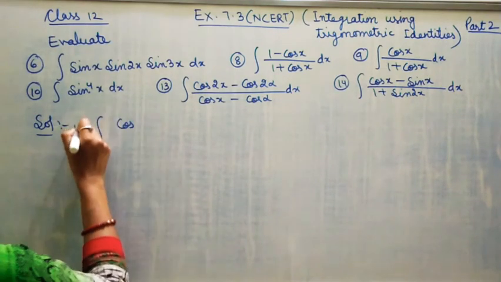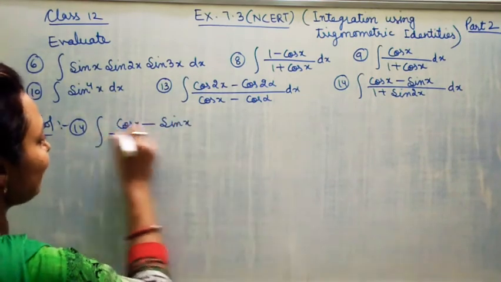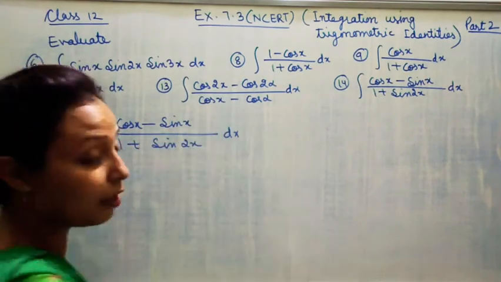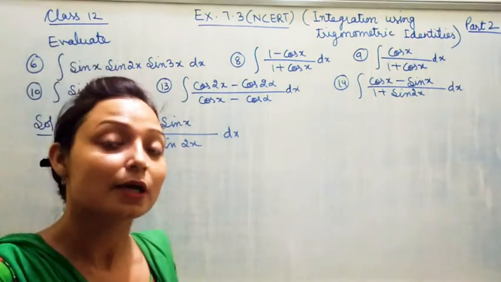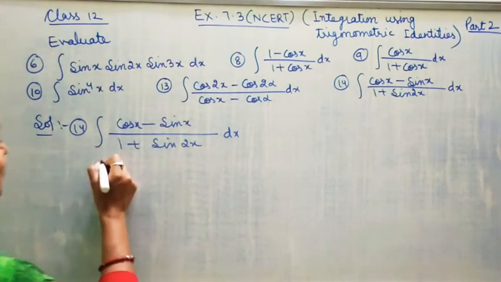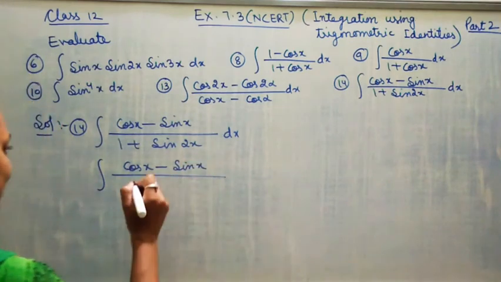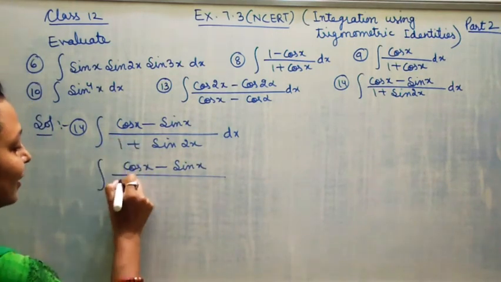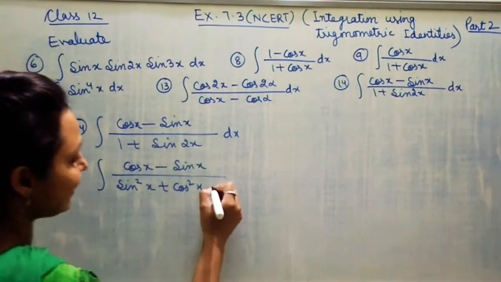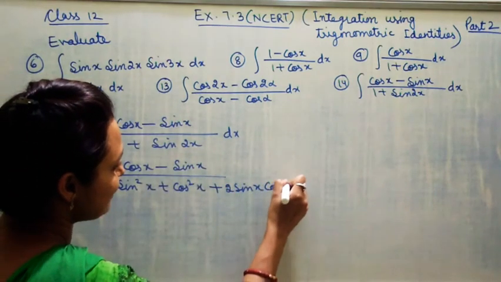Now the last question is question number 14: the integral of cos x minus sin x, divided by 1 plus sin 2x. So how can we solve it? First of all, I will try to convert it into the form in which we will use the substitution. In the numerator, cos x minus sin x. In the denominator, I will change 1 into sin square x plus cos square x, and sin 2x will change into 2 sin x cos x, dx.